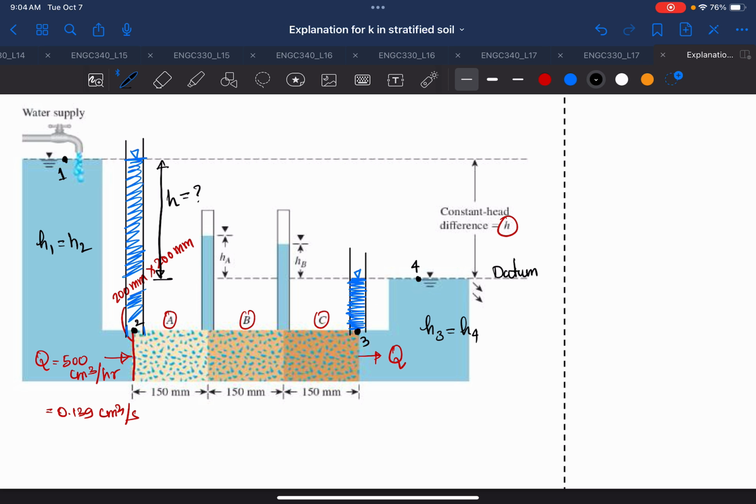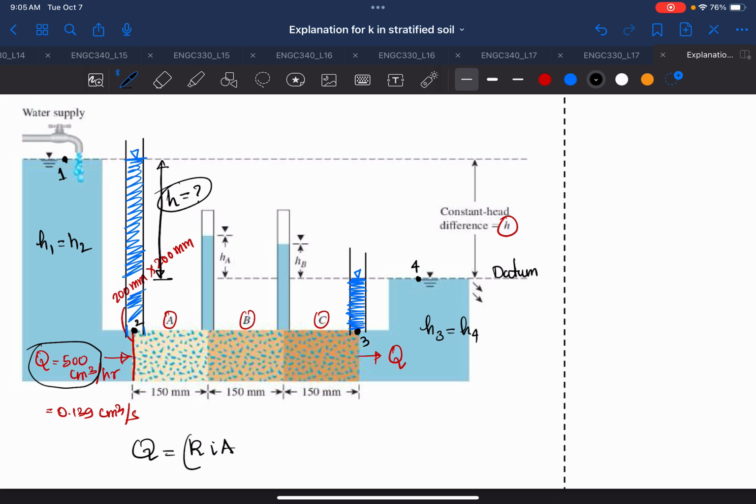So we know that there is a flow. When there is a flow, there will also be energy loss, or head difference, or head loss. So the question is, if the flow has to maintain a flow rate of 500 centimeter cube per hour, then what will be the head difference in order for the Q to be maintained at 500? We have to use Q equal to k i A.